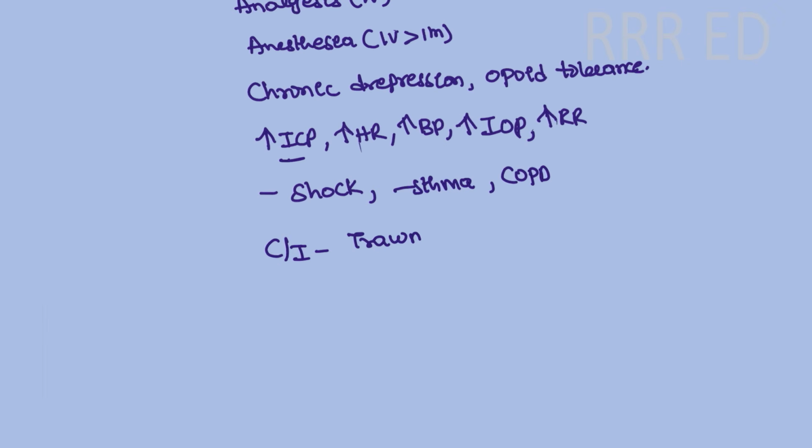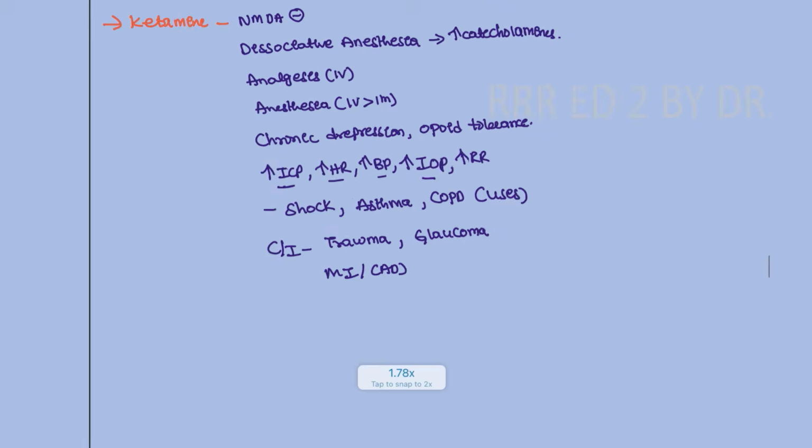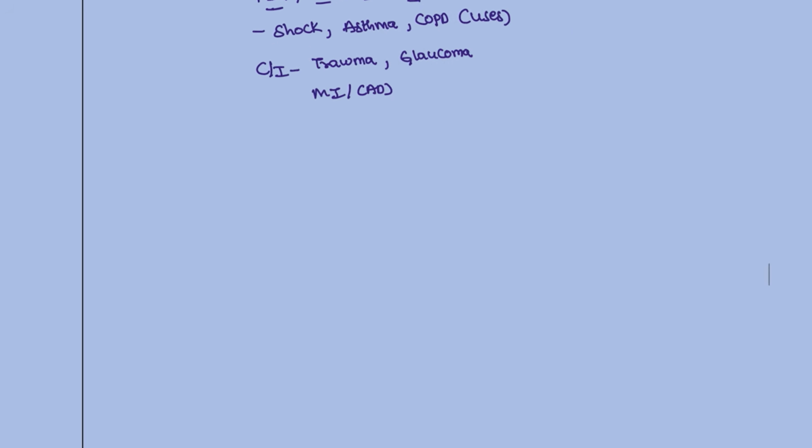So in trauma patients I am absolutely not going to use this one, and IOP is increased, so in glaucoma patients also I am not going to use this one. Heart rate and BP are increasing, so in patients suffering from MI or cardiovascular disease also I'm not going to use this drug. So the uses are only these, but the contraindications are more than this. Okay, this is ketamine.